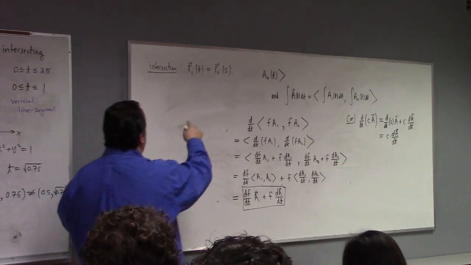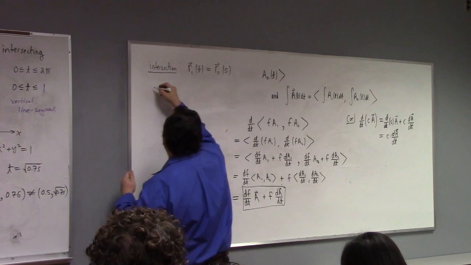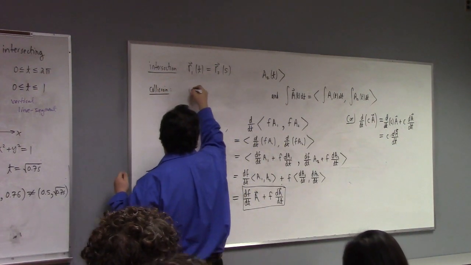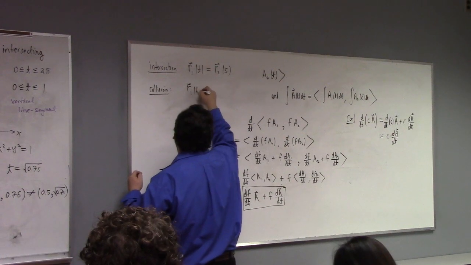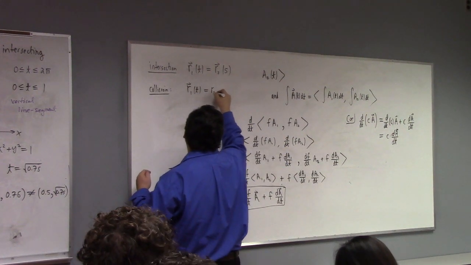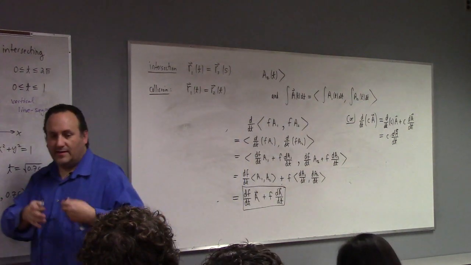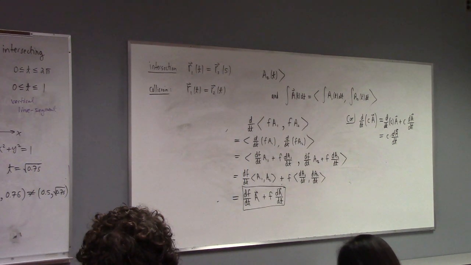If you like, you could make this t1 and this t2. But collision means that your two paths collide. In other words, they actually reach the same point at the same time. And I admit, we are using the idea of the parameter being time.